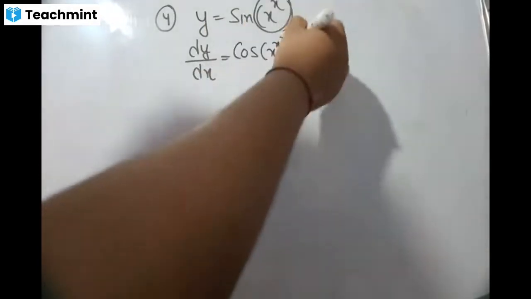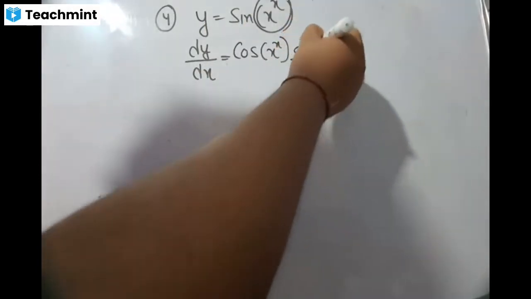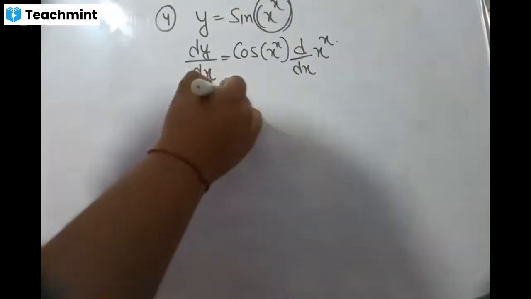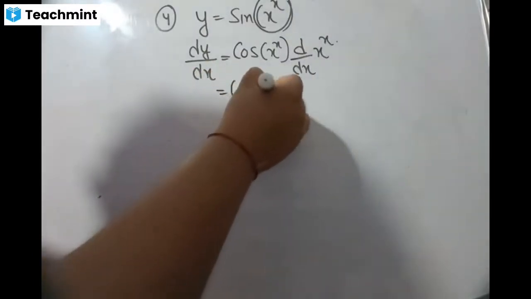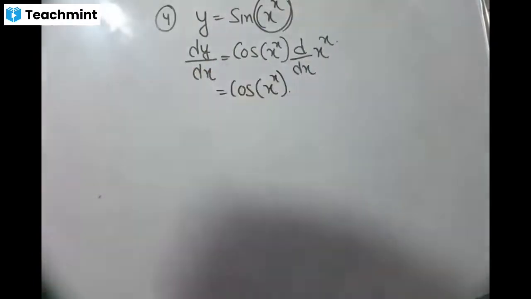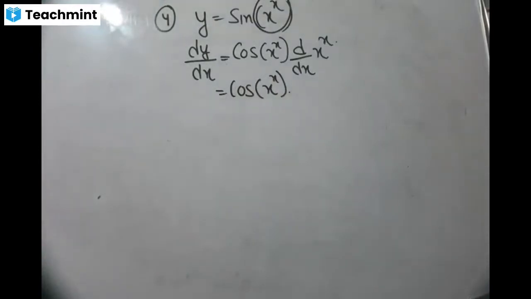But this is just an assumption. So d by dx of x to the power x. So differentiation of sine was not a problem, but what is the derivative of x to the power x? That is a problem. So can anyone tell me, how do you differentiate x to the power x? This is of which form? This is of a function to the power another function form, isn't it?